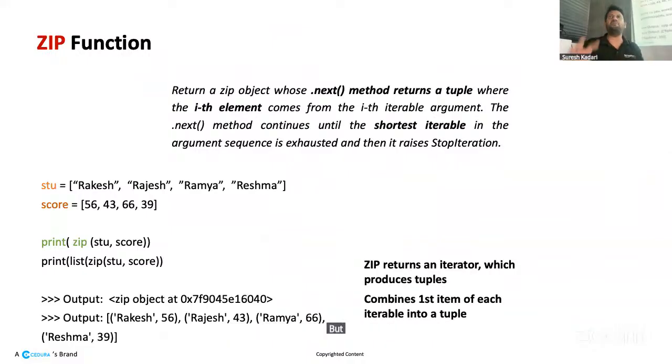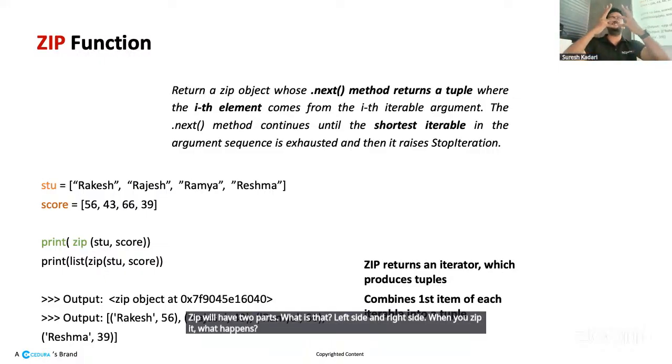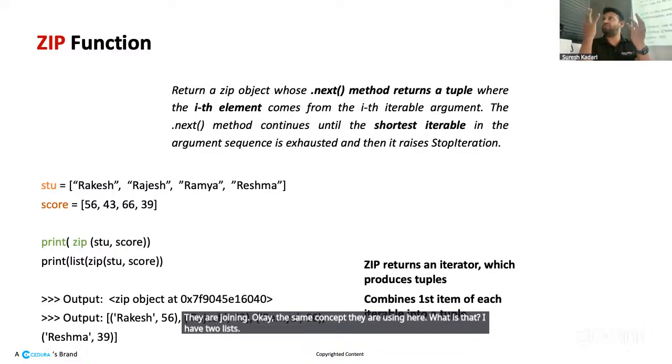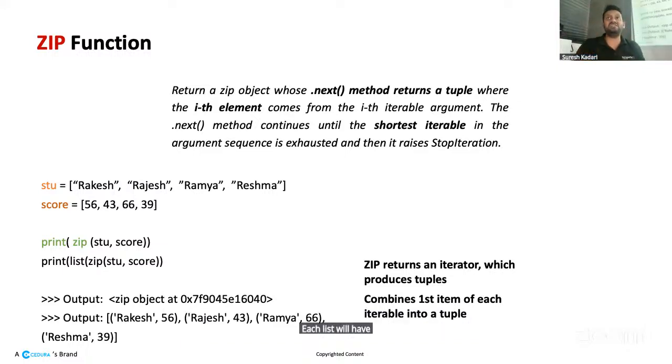But quickly, a couple of interesting topics I want to cover. One is the zip function. What is zip? Did we not use zips? Zip will have two parts, left side and right side. When you zip it, what happens? They are joining. The same concept is used here. I have two lists. What is a list?